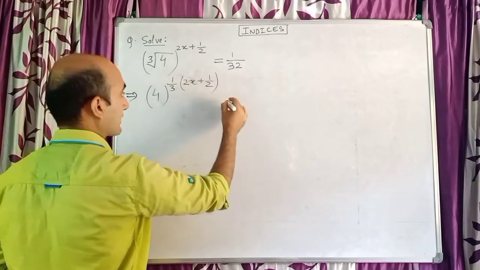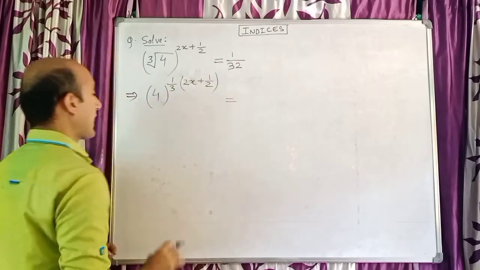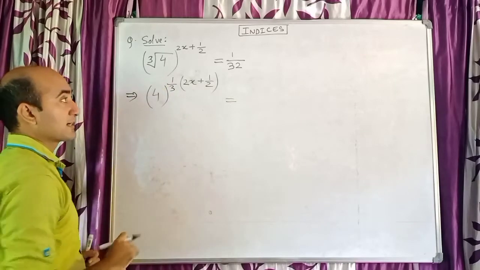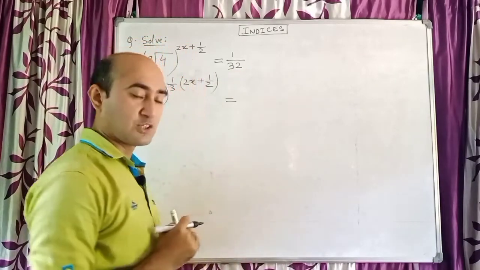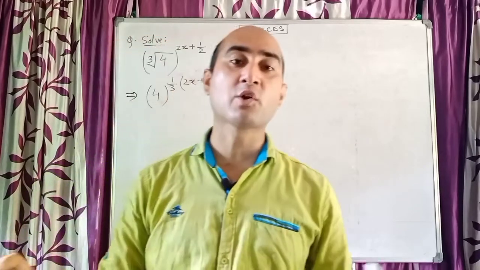This is my old power, and here as 4 is in the numerator but 32 is in the denominator, one in the numerator and the other in the denominator will not work.